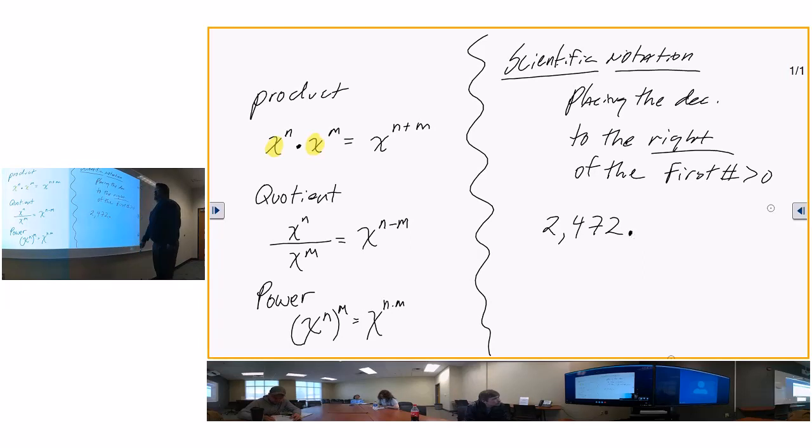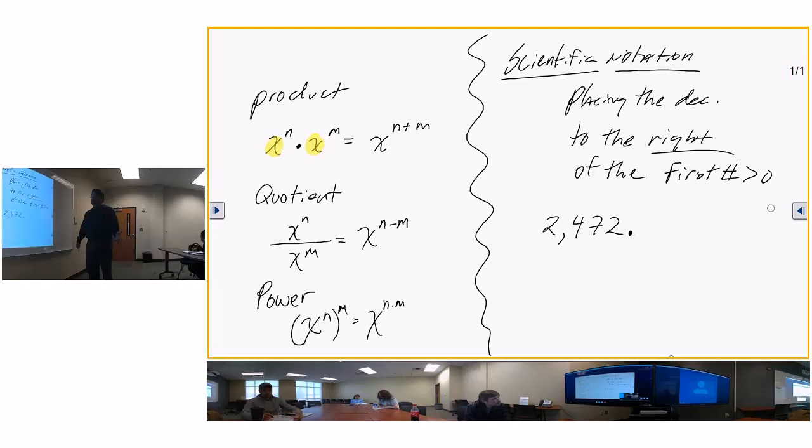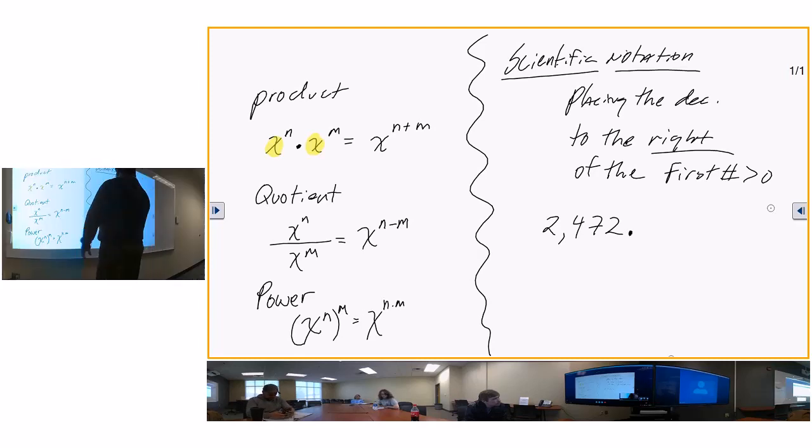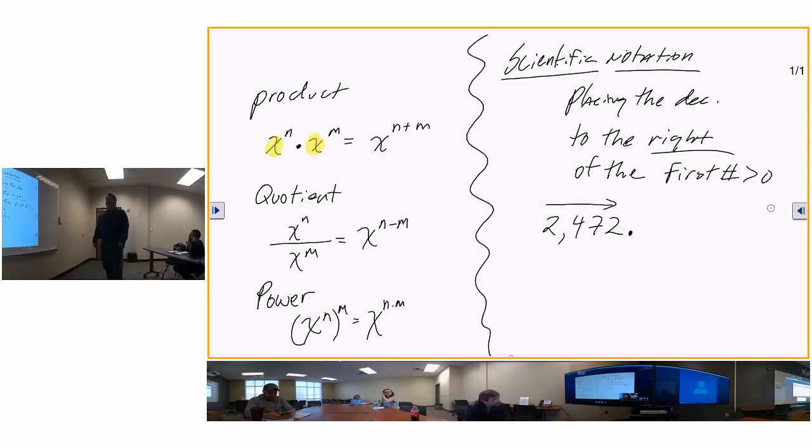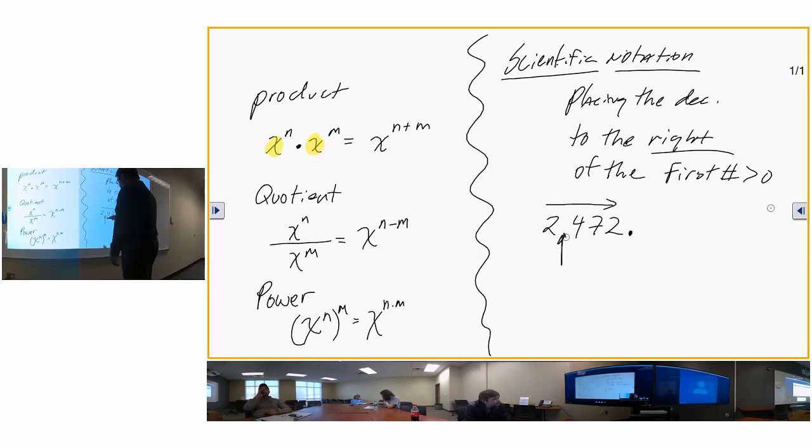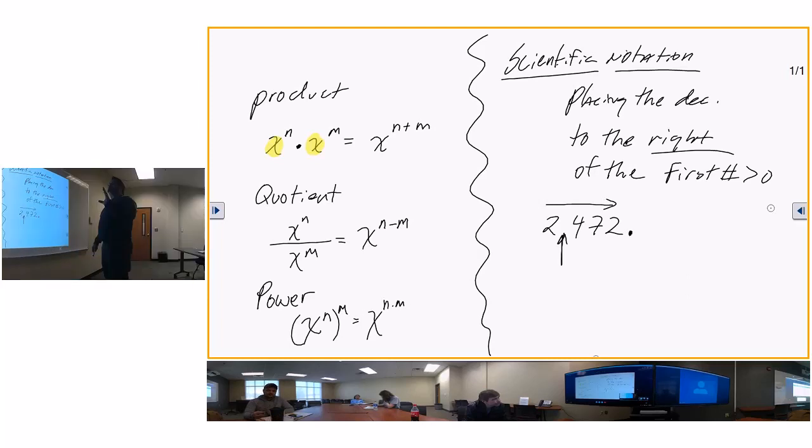Now, which way do we read? Left to right, unless you're from the Middle East. If you're from around here, you read from left to right. So where is the first number greater than 0? Oh, 2. So I'm going to put that decimal right here. Now, I will not say left or right. I'm just going to move it.